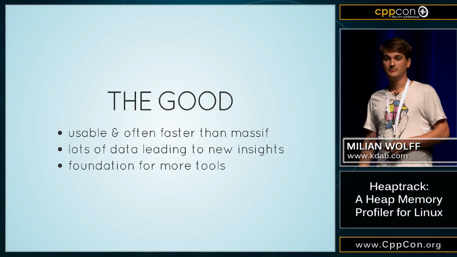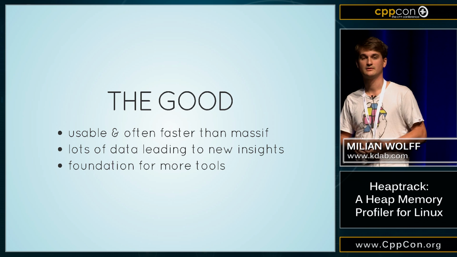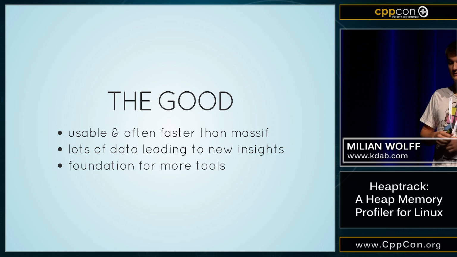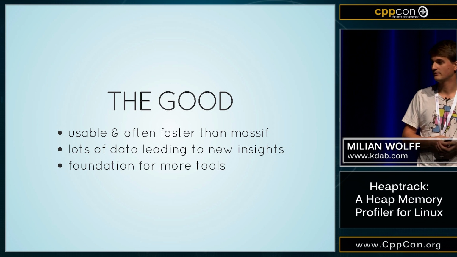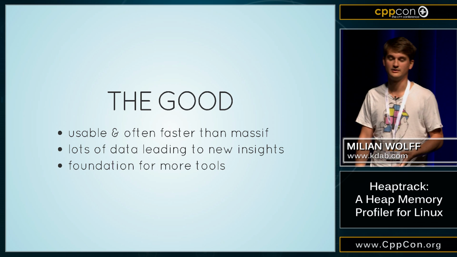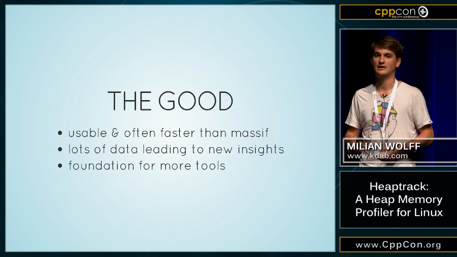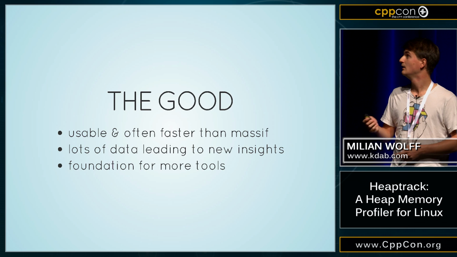And so to wrap up, the good thing is it's very usable. It's often much faster, especially on embedded devices, than Massif. You get tons of data out of it, much more than you would ever get from Massif. And it's also the foundation for more tools in the future. I really plan to add features to track the pthread API to measure lock contention, for example. It should be trivial now.